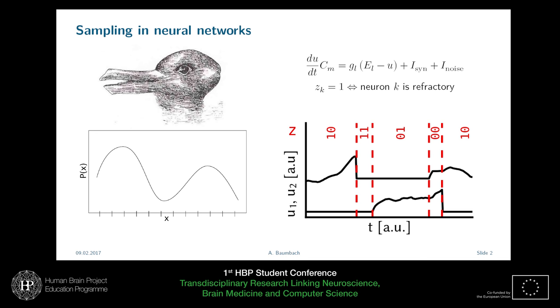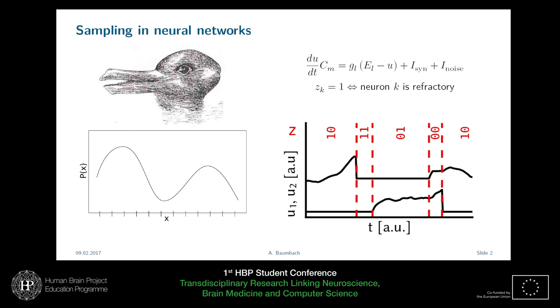So in a way, it does produce samples, and if this one here is a rabbit and this one is a duck, then you would sample: this is a rabbit, this is a rabbit, this is a rabbit, now it's a duck, and now it's a duck. And in a way, we have to map this kind of sampling to what our brain is doing. And the model that we use is the LIF model, the leaky integrate and fire model.